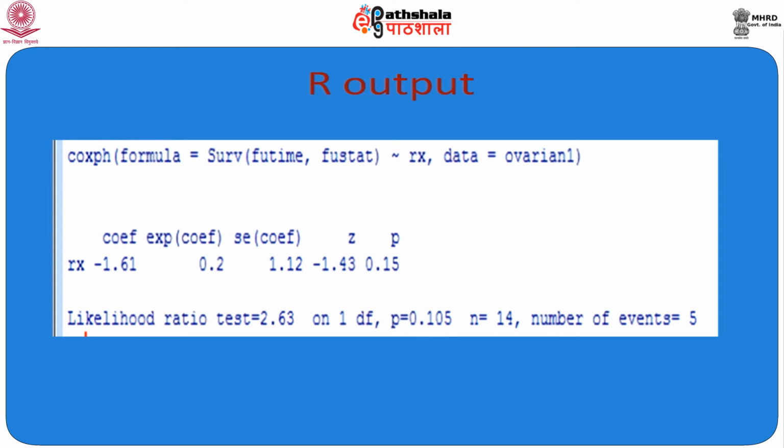Here the likelihood ratio is 2.63 with 1 degree of freedom. Again, this likelihood ratio tells about the fitting of the model. It says it is quite good, with a p value of 0.105, where out of 14 patients, 5 events occurred.